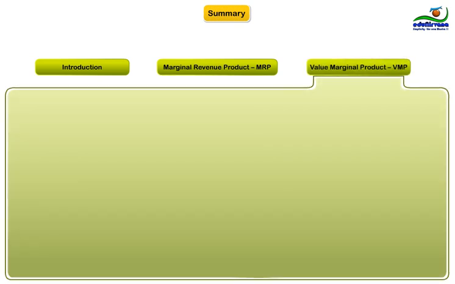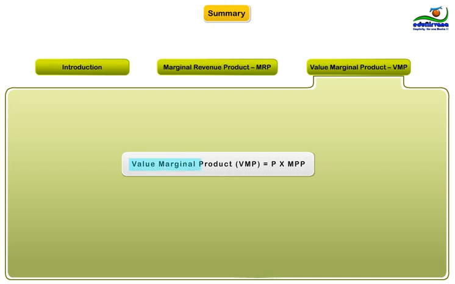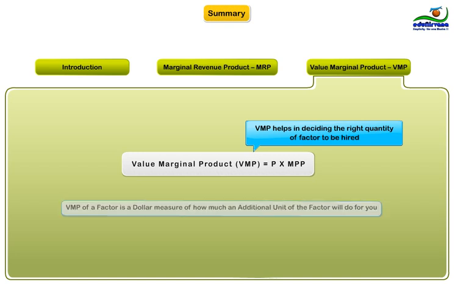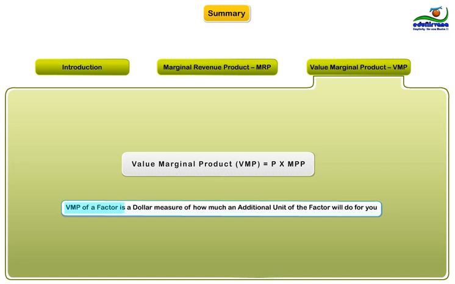The concept of value marginal product, VMP, was then introduced before getting into examples. VMP is equal to P multiplied by MPP. A firm wants to know the VMP of a factor because it helps in deciding how many units of the factor to hire. The VMP of a factor is a dollar measure of how much an additional unit of the factor will do for you.